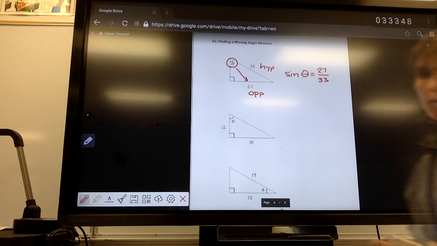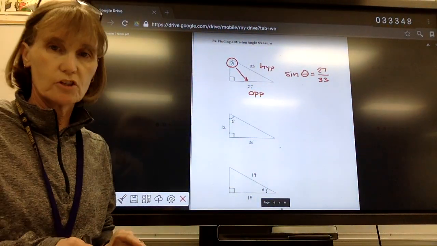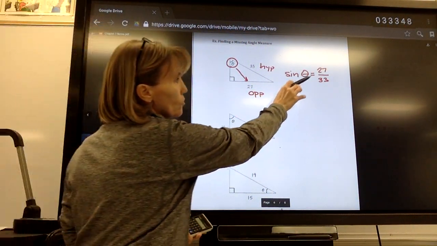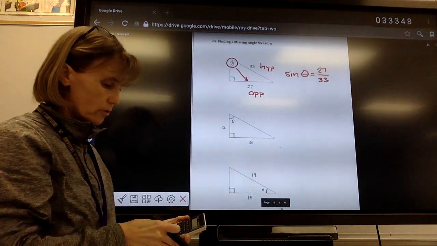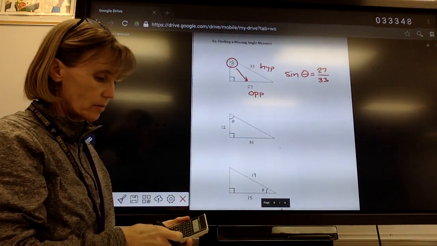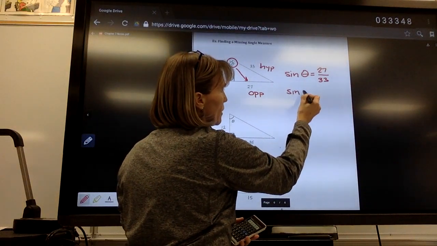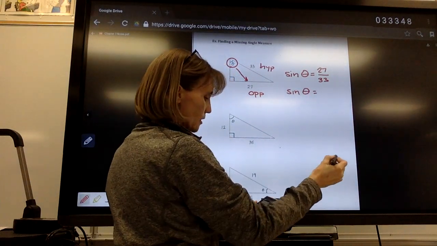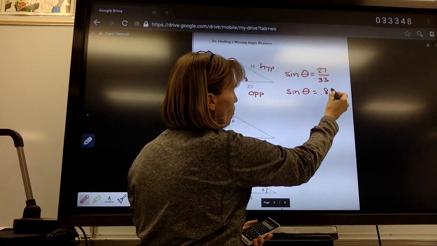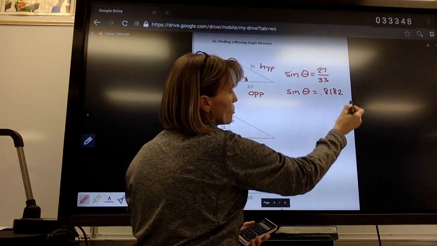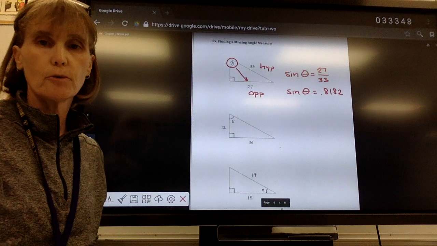On your calculator, in order to solve this, you are going to divide the two numbers that you know. You're going to take 27 and divide it by 33 and hit equals. What it says is the sine of theta equals, and I get a decimal that is 0.8181, and it repeats, so it's going to round to 0.8182.